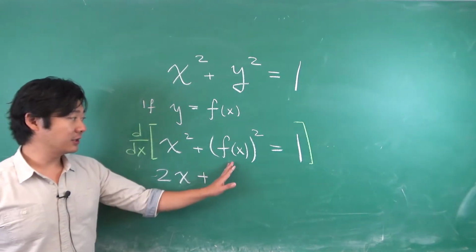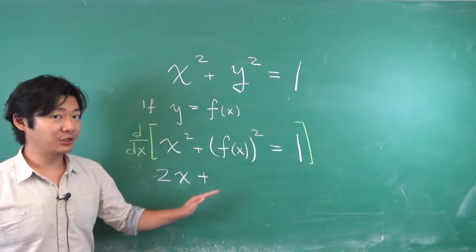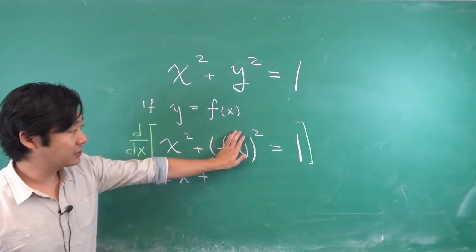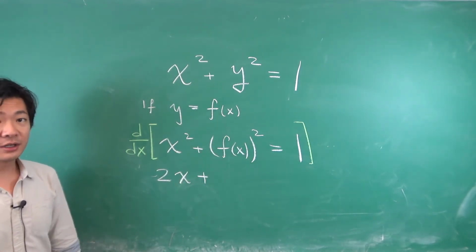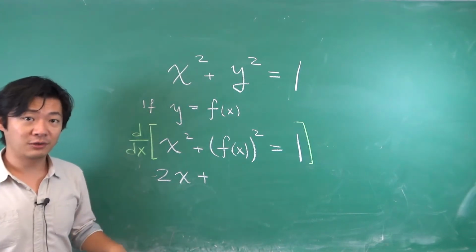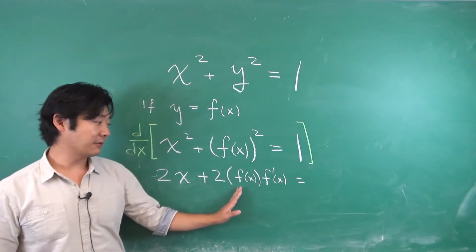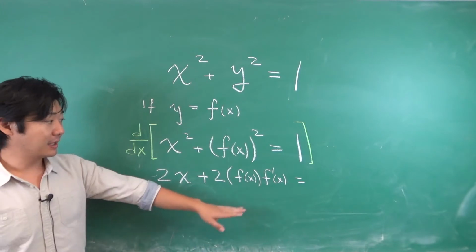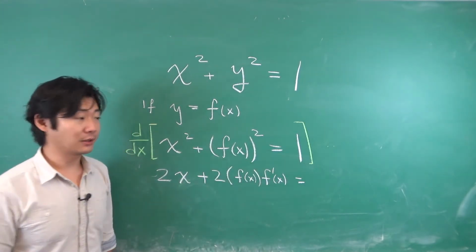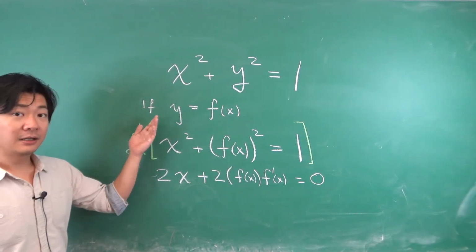Now how to differentiate this? This is a composition of the square function and just some function f. And so we'll have to use chain rule. So we'll have 2 times f of x times f prime of x, and then the derivative of 1 is just 0.